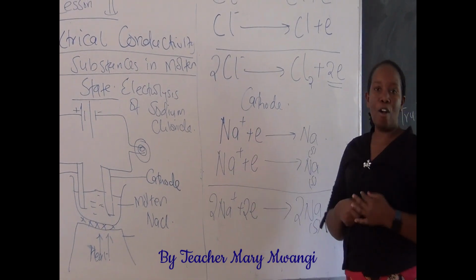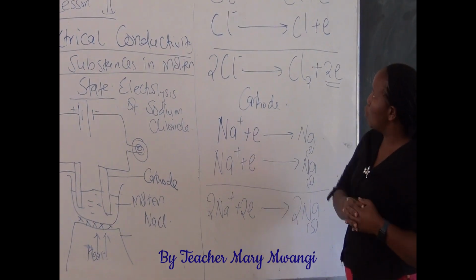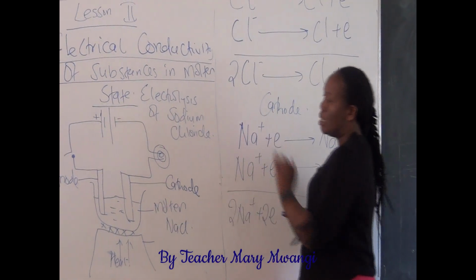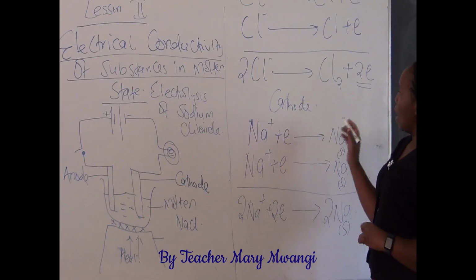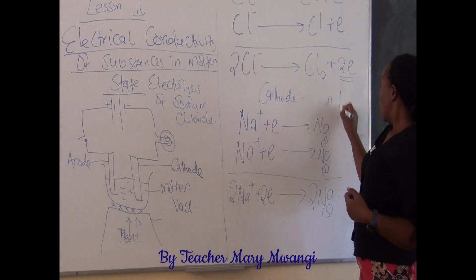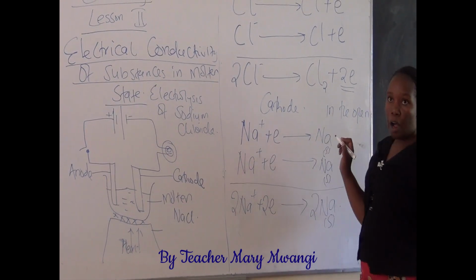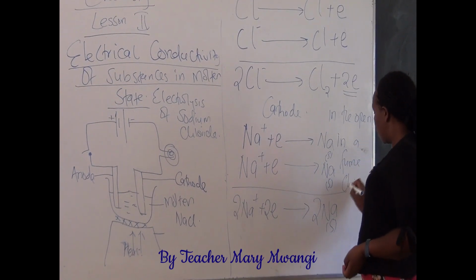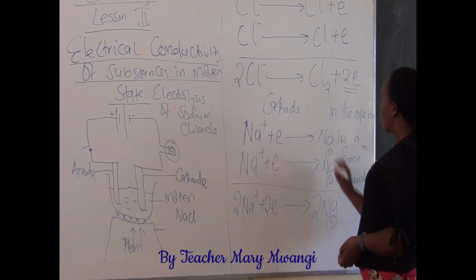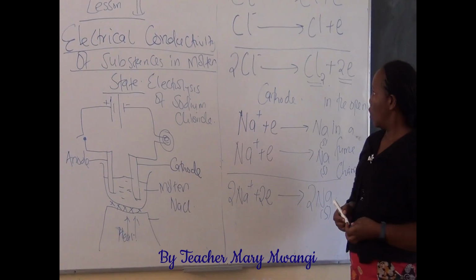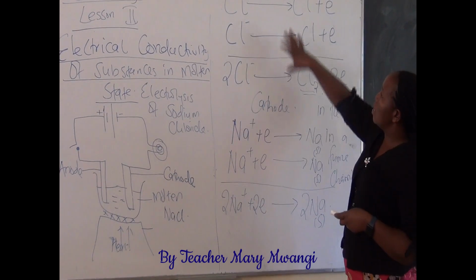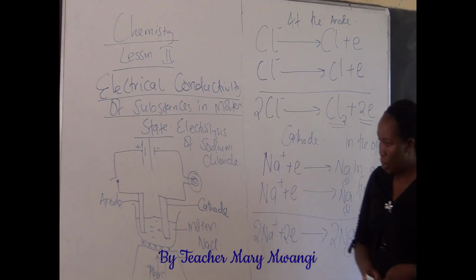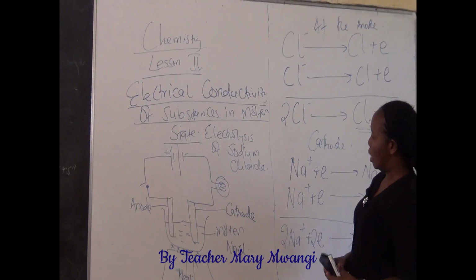Now we also know that chlorine is not one of the friendly gases that we have. So it is important to note that this process is supposed to be carried out either in the open, or in a fume chamber, because chlorine is a poisonous gas. So this is the equation at the anode and this is the equation at the cathode. We can also do another one.